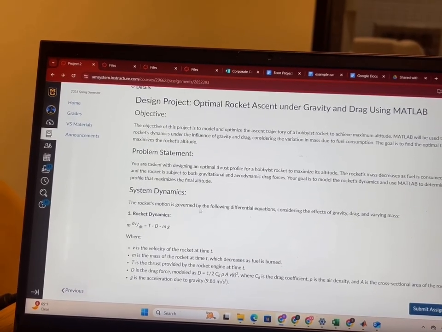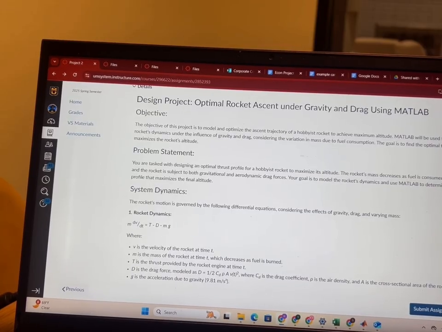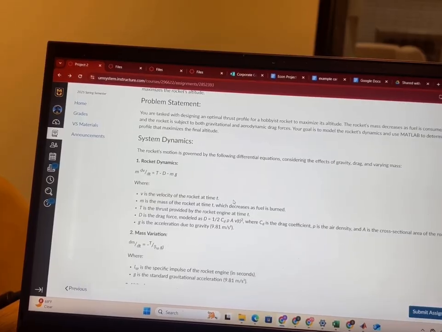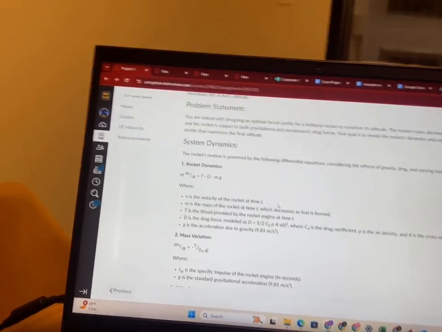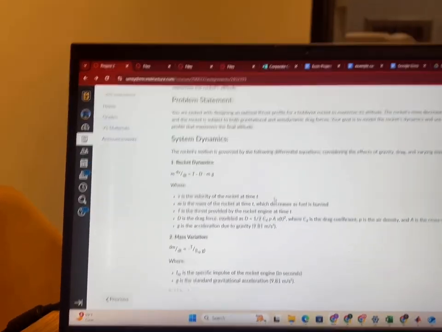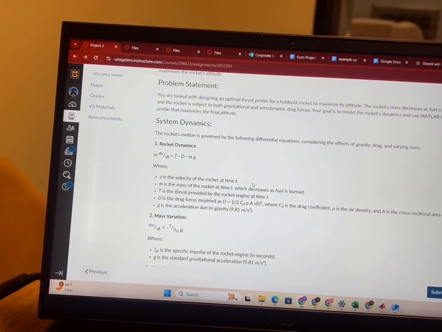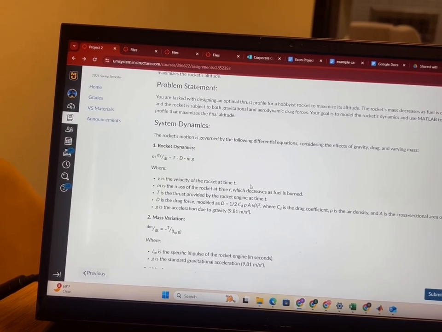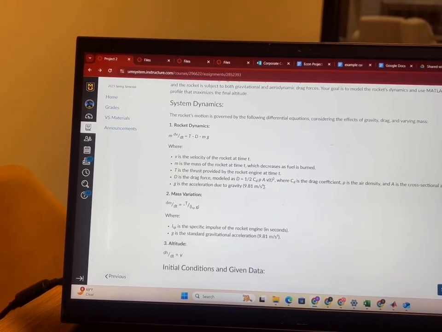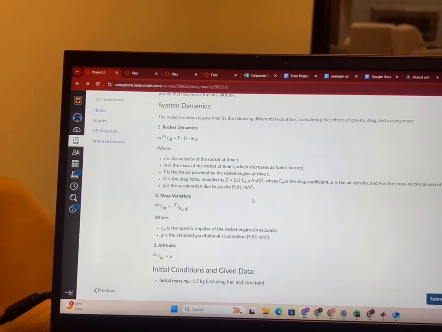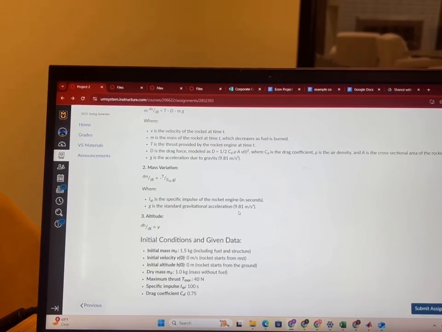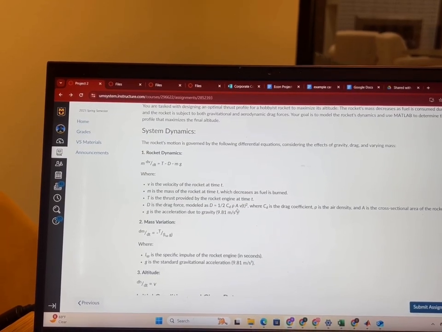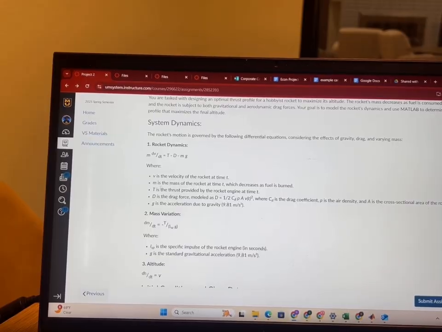So you have the problem statement. This is more or less the same as the objective, so I'm not going to reread all of that. For the system dynamics, the rocket's motion is governed by the following differential equations, considering the effects of gravity, drag, and variable mass. We have three equations: number one, our rocket dynamics, number two, our mass variation, and number three, our altitude.